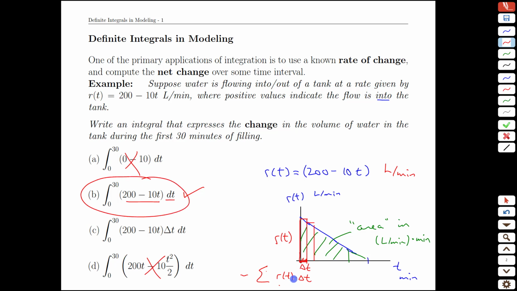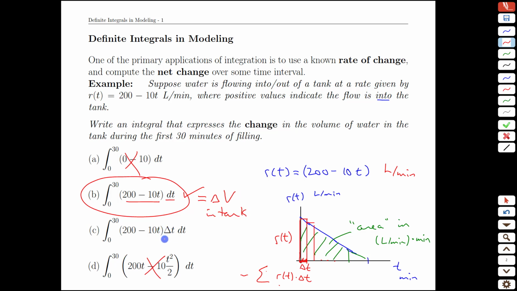This transformation of the idea of a sum: we have a rate in liters per minute times a small time interval in minutes. That gives us liters, and then we're going to add that up over a whole time interval. That's exactly what the notation of the integral does for us. So that would equal the change in volume in the tank.